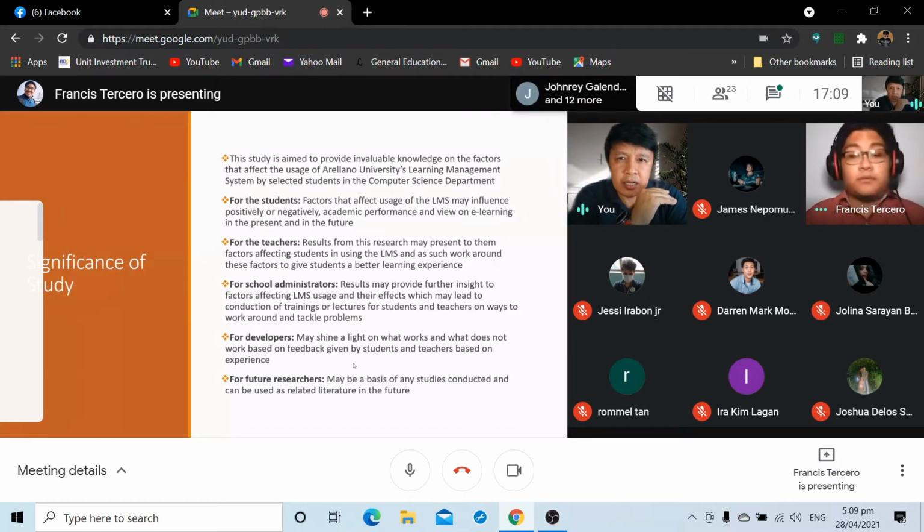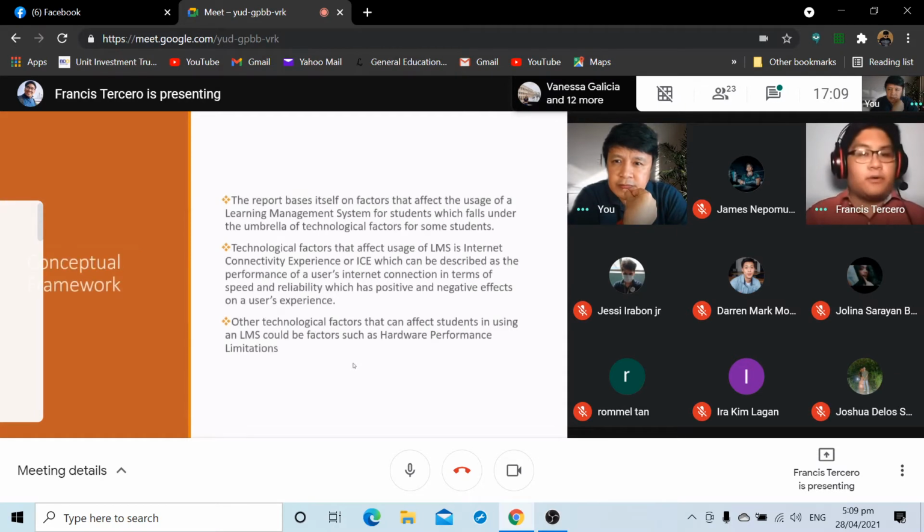Okay, can you just enumerate the beneficiaries of your research? So you have the students, the teachers, the school administrators, developers, and future researchers. Okay, you can continue to the next part of the research.